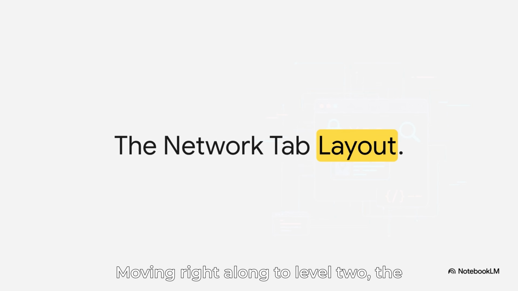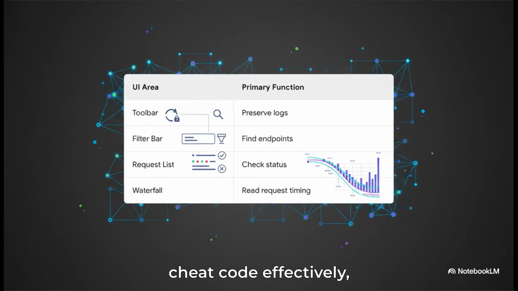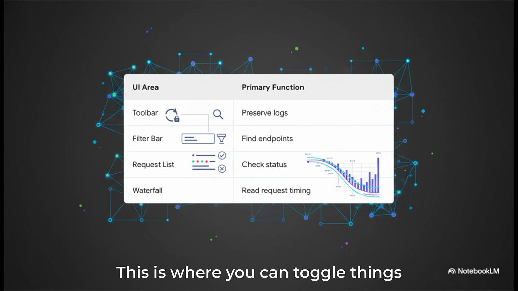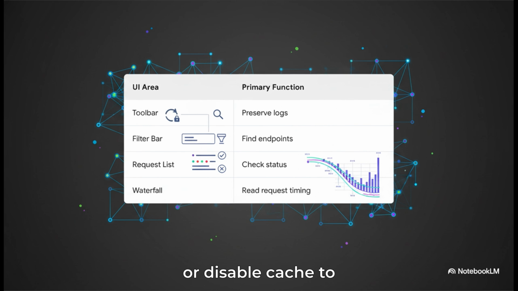Moving right along to Level 2, the Network tab layout. To actually use this cheat code effectively, we really need to understand our developer's HUD, or heads-up display. There are 4 main zones in that classic dark theme DevTools layout, going from top to bottom. First up, the toolbar at the very top. This is where you can toggle things like preserve log, so you don't lose all your data on a page reload, or disable cache, to make absolutely sure you're getting fresh responses.